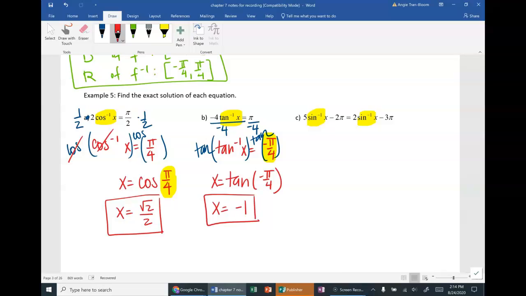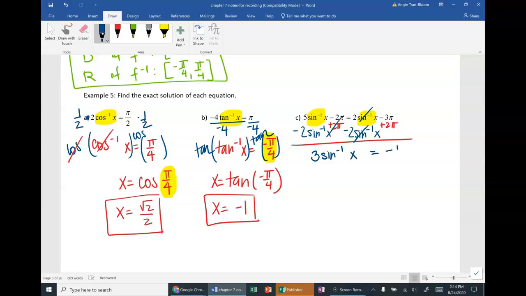Letter C looks extremely scary, but it really isn't. Okay? All you got to do is combine like terms. Yes, you can totally combine inverse functions. No big deal there. At the same time, I'm going to add 2 pi's here to the right. Okay, bam. So 5 sine inverse of x, take away 2 sine inverse of x, I will end up with 3 sine inverse of x. And -3 pi plus 2 pi, I'm going to end up with a -pi.